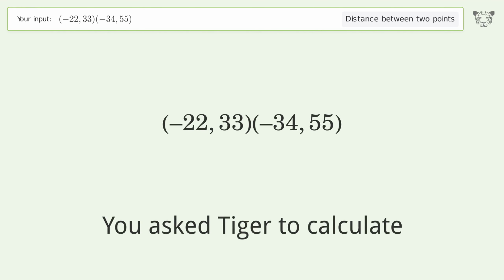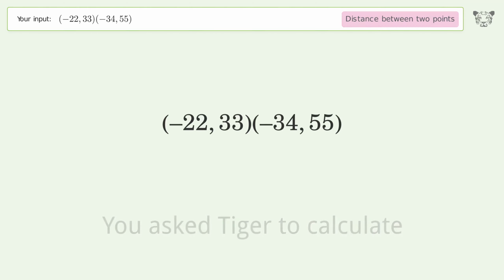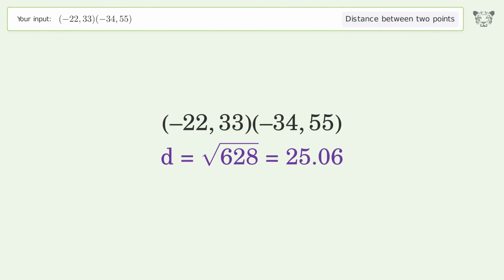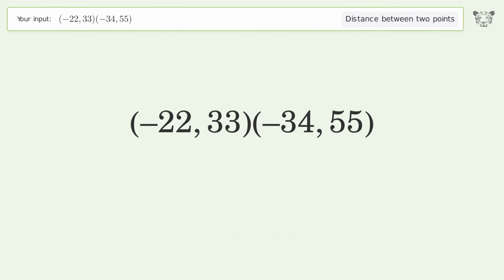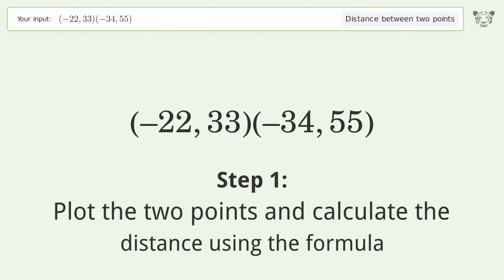You ask Tiger to calculate the distance between 2 points. The distance between the 2 points is the square root of 628, or 25.06. Let's solve it step by step. Plot the 2 points and calculate the distance using the formula.